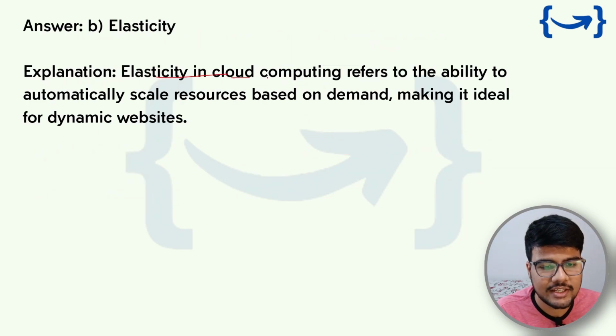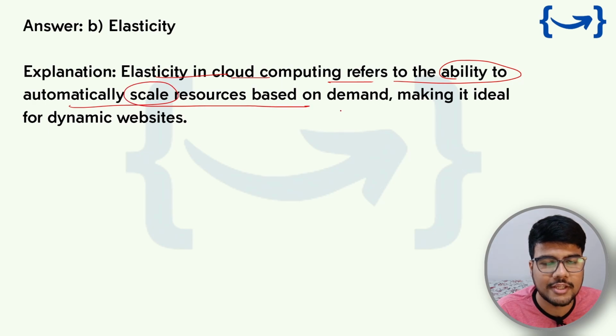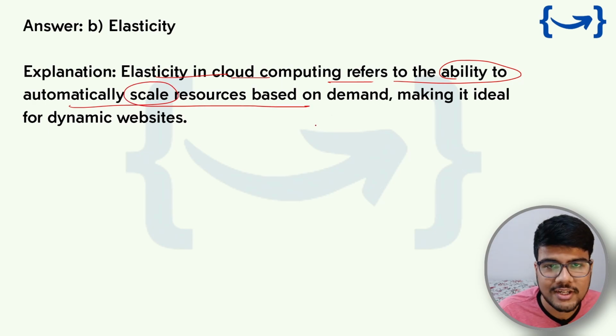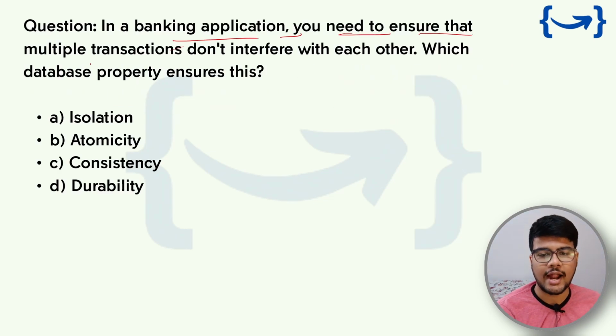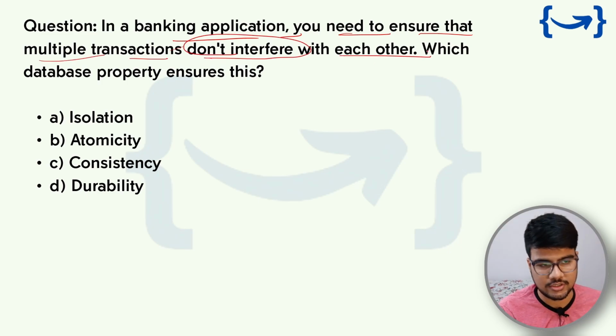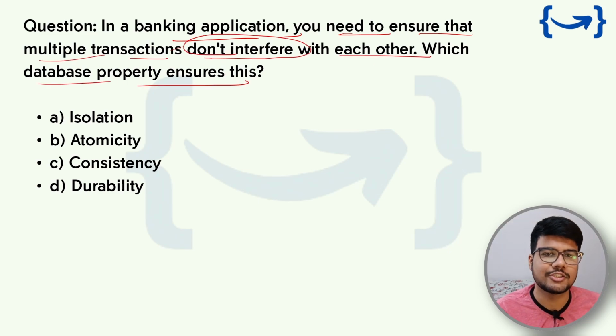So elasticity in cloud computing refers to the ability to automatically scale resources based on demand. I hope you got the intuition and you will never forget about elasticity in the future. Okay. In a banking application, you need to ensure that multiple transactions don't interfere with each other. Which database properties ensure this?